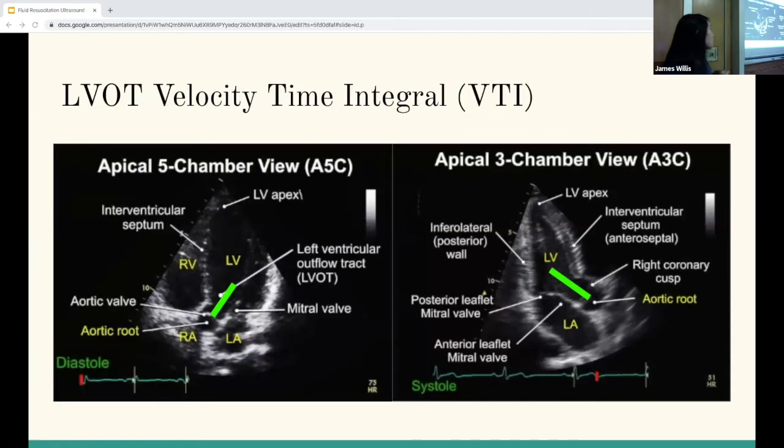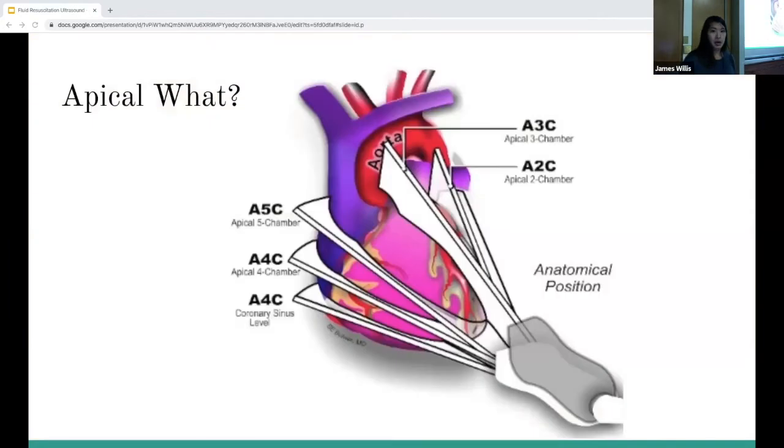What's more important for us to measure is the LVOT VTI, which is the velocity time interval. Some of these views may look a little unfamiliar to most, the apical 5-chamber view and the apical 3-chamber view, but that's where you're going to be able to visualize your LVOT the best. And I put those green lines to show you the angle at which you're going to be measuring. So, quick review, apical what?